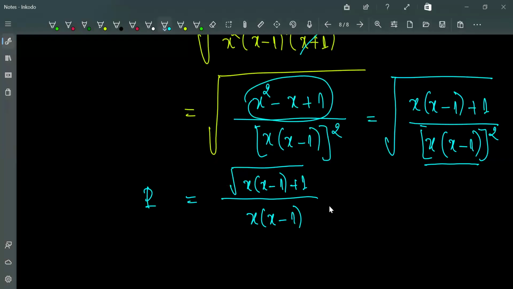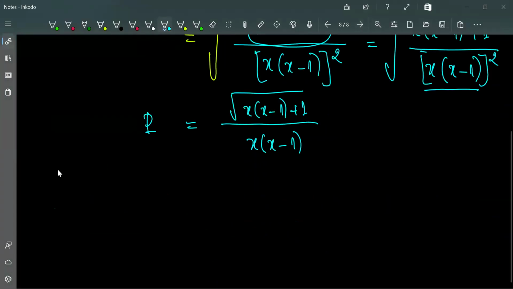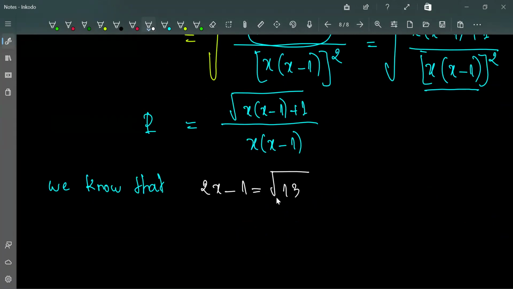Okay, so then we need to know the value of x times x minus 1. But for the exercise, we know that 2x minus 1 is equal to square root of 13. So we can use it to solve this problem. So we know that 2x minus 1 is equal to square root of 13. So we get x is equal to square root of 13 plus 1 over 2.